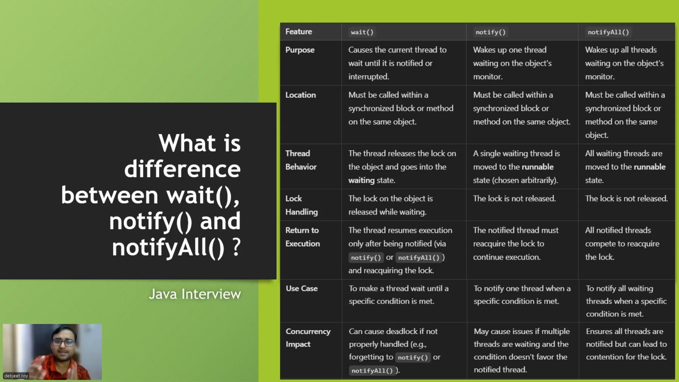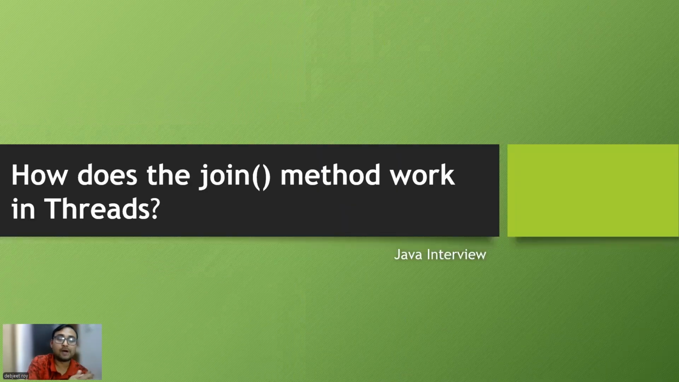So similar to that, there are multiple differences that you can go through. You will get to understand what the major difference is between all these three. Okay. So how does the join method work in threads? This is a question that I've already discussed, I think. So it will give priority to the other thread which has the same or higher priority level. Okay, so it will give a chance to that particular thread.